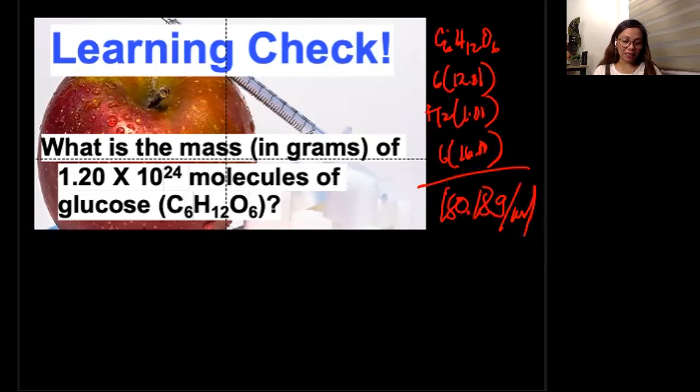So we have 6 times 12.01 plus 12 times 1.01 is 12.12 plus 6 times 17. Let's see. Oops, I have 186.18. My gosh, I have to review it again. Plus 6 times 16, one moment, please. 180.18. Am I right? Yeah, 180.18. Hopefully. Now, let's just assume that, and make corrections later.